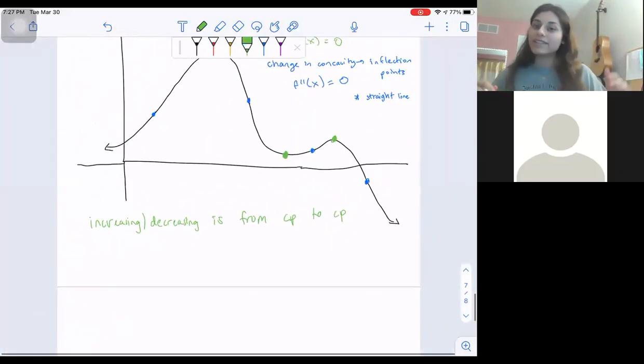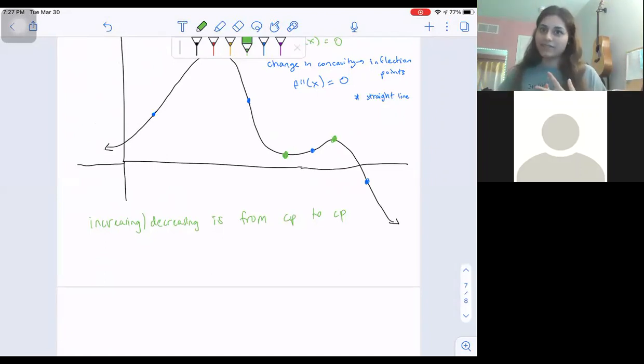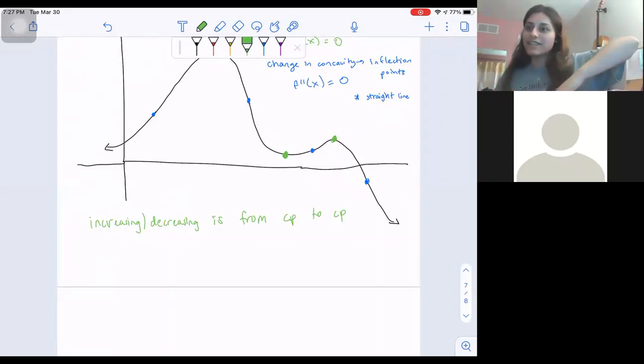At the critical points, our slope is 0. Everything in between those critical points needs to either have a positive slope or negative slope. There are no other options. You have 3 options: positive, 0, or negative. If it's not a critical point, it either has a slope of negative or positive. If it's negative, it's decreasing. If it's positive, it's increasing.